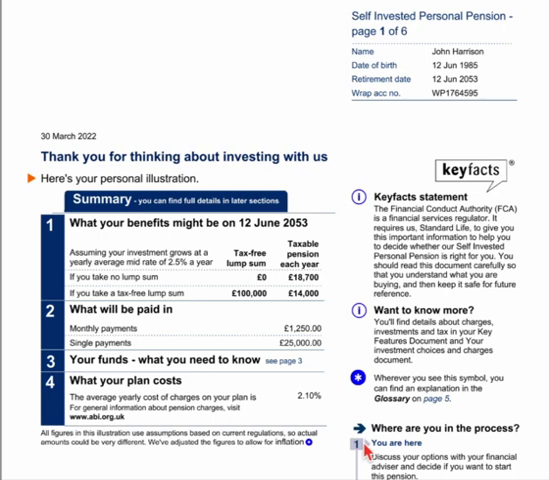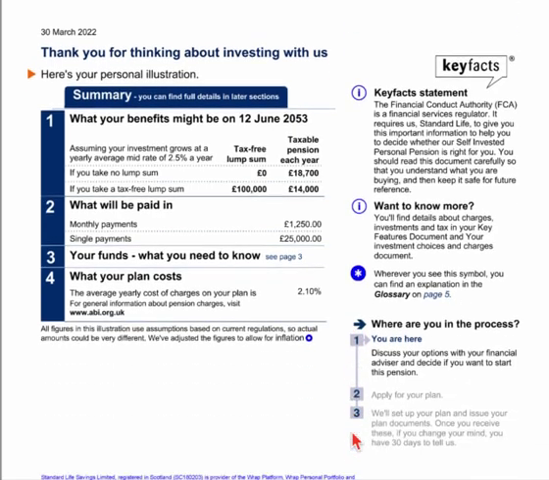It shows what you will be paying in, which is £1,250 per month on a gross basis, and a single premium of £25,000. We'll cover off the funds that we're going to be invested in and also what your plan costs are. It says they're 2.1%. I will show you a breakdown through the illustration as to where those charges are made. One thing I would like to make very clear from the outset is there are no guarantees on the figures within this document. These are all just illustrations based on a number of assumptions.